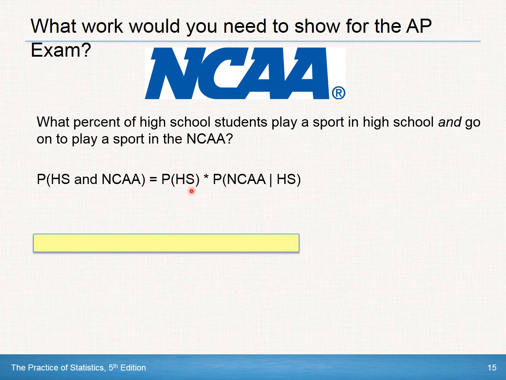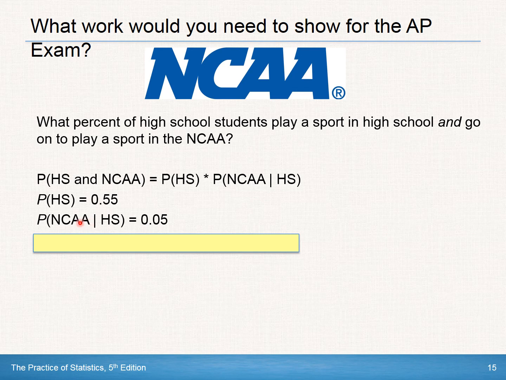So what does that look like with our multiplication rule? The probability that they played in high school times the probability that they play for the NCAA given that they played in high school. So your "and" rule says the first event occurred, the second event occurred knowing that the first event has already occurred. We know that the probability that they play in high school is 0.55. That's given in the problem.